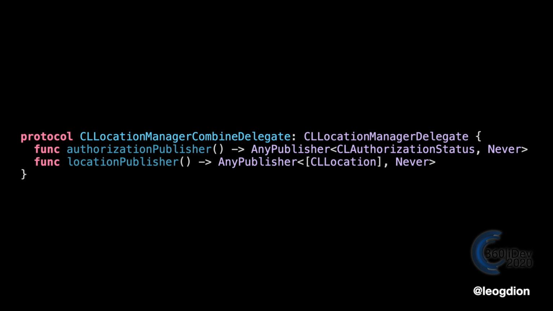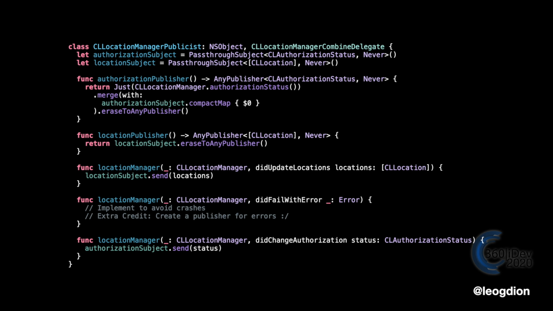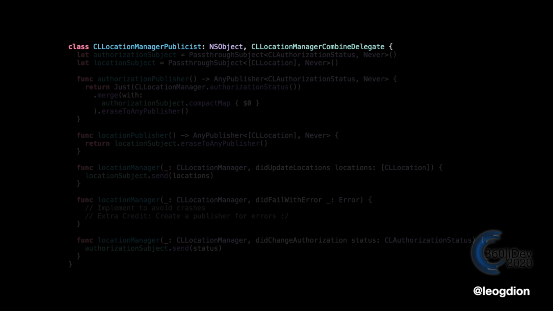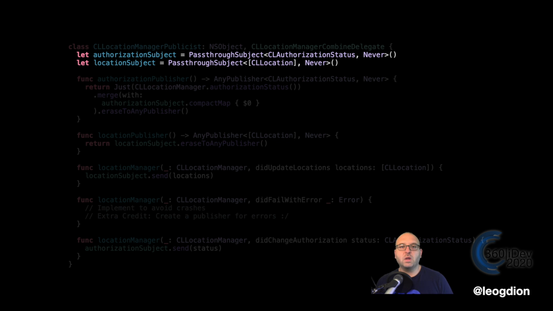So how do we go ahead and implement something like this? Well, here's what I've created, something called a CoreLocationManagerPublicist. This implements our combined delegate, and it will return the publishers and manage the data coming in from our Core Location manager. So obviously it needs to be an NSObject because most of these older APIs require these objects to be NSObjects. And then it has 2 subject properties.